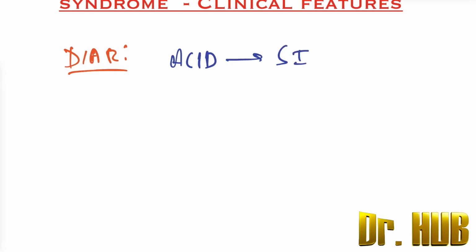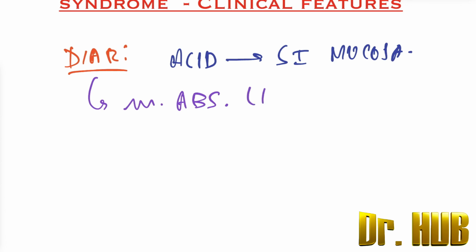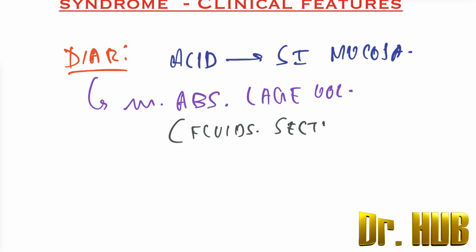The other important feature is the presence of diarrhea. So diarrhea can also occur. In diarrhea, there is acid-induced injury to the small intestinal mucosa, and the inability of the intestinal tract to absorb large volumes of fluids secreted by the stomach.